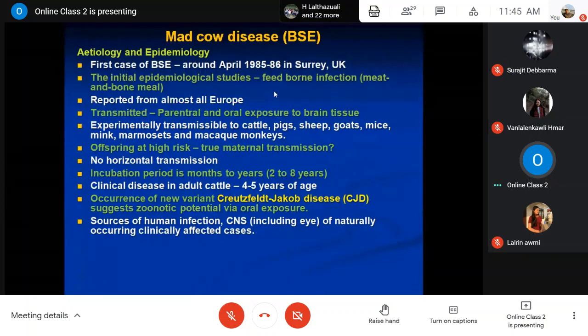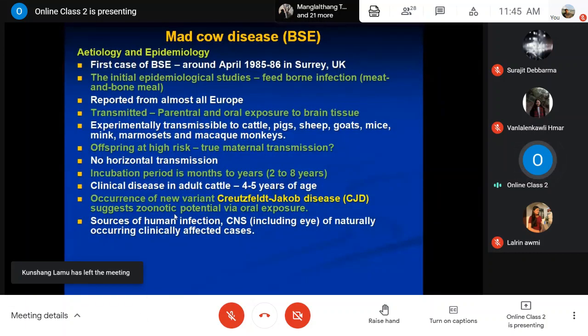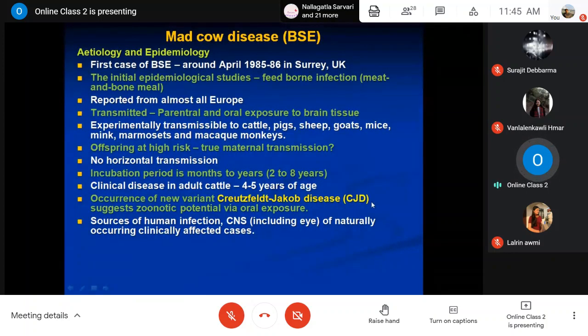The zoonotic importance of this disease is that a new variant of prion protein infection can occur in humans, with highly zoonotic importance due to oral exposure. That means due to ingestion of infected meat containing these infectious prion proteins, it is commonly known as new variant Creutzfeldt-Jakob disease (CJD) in humans.